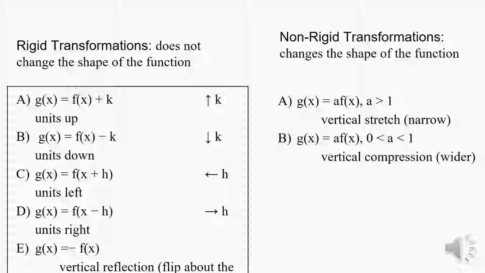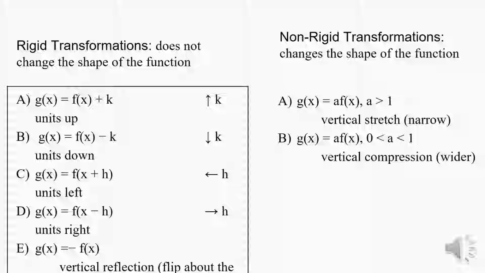Keep in mind, a number on the inside is a little tricky. If it's positive, you'll think that it's going right, but it's actually going to go left. This is not the case for up and down. If it's a positive on the outside, it's going to go up. If it's a negative on the outside, it's going to go down. But if it's a positive on the inside, it's going to go left. And if it's a negative on the inside, it's going to go right.